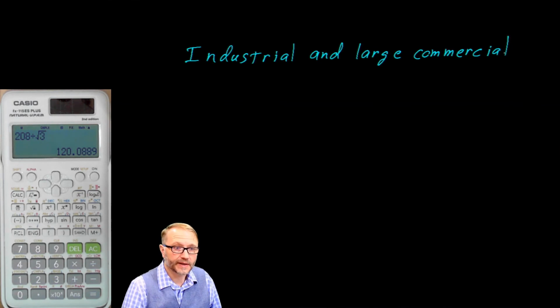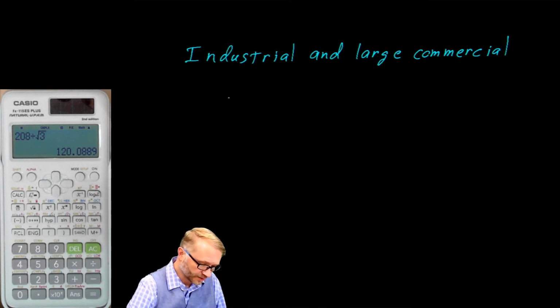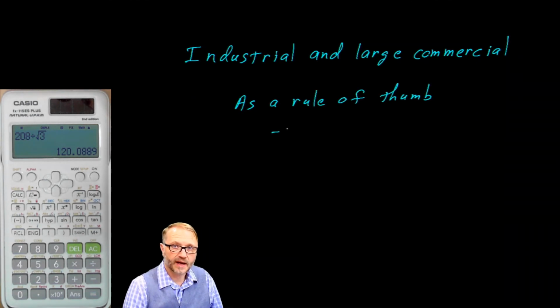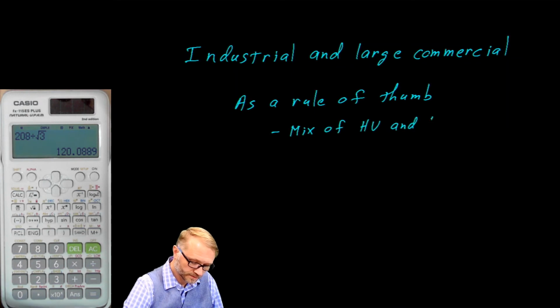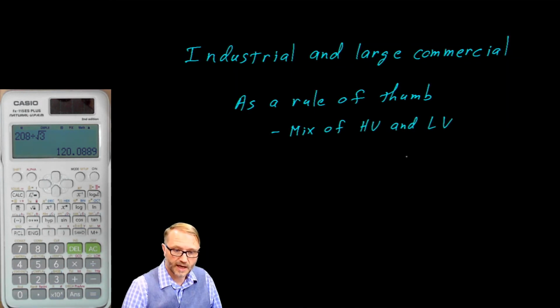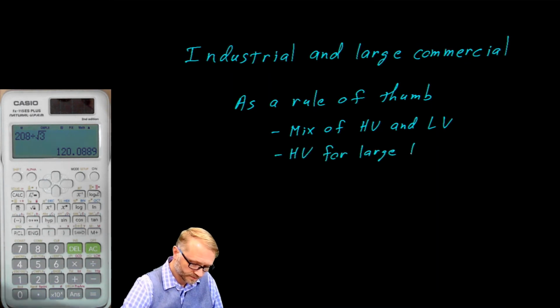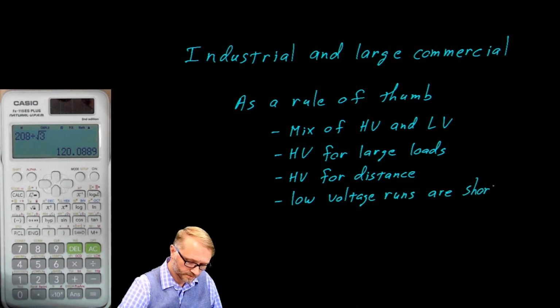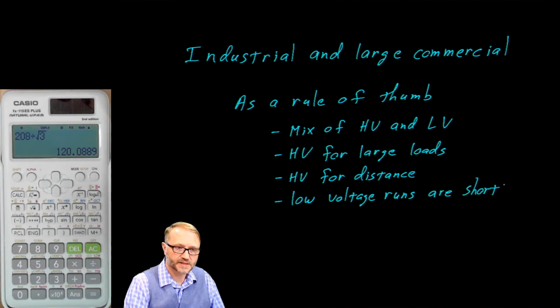These systems can be quite complicated. What I'm going to do is give you a few rules of thumb and then show you a couple definitions that you need to know. So for rules of thumb, we can expect a mixture of high and low voltage. The high voltage will be used for high power loads. It will also be used to run long distances. The low voltage runs will be relatively short. And because of this mixed system, you can expect to find many transformers.